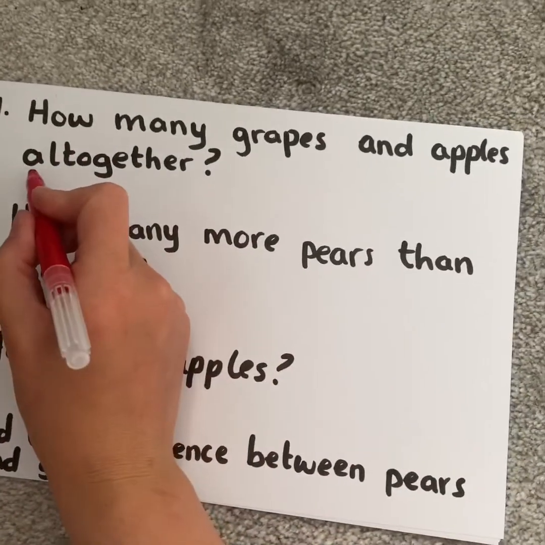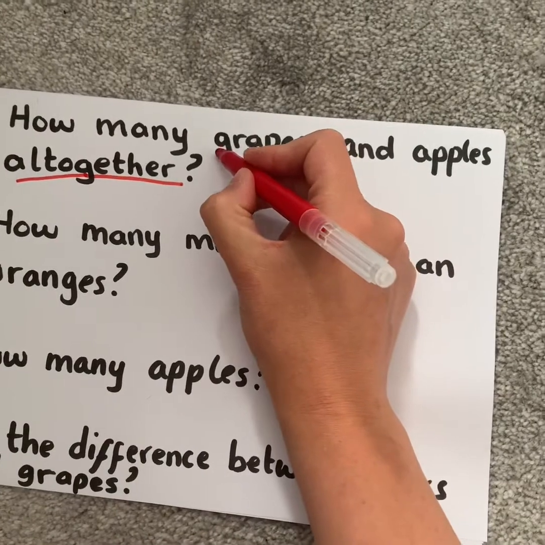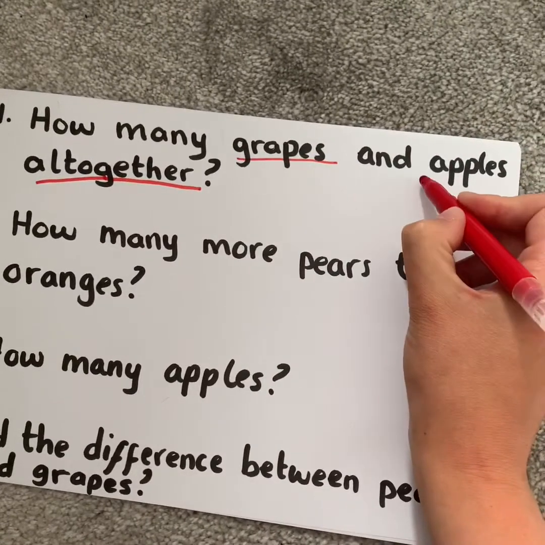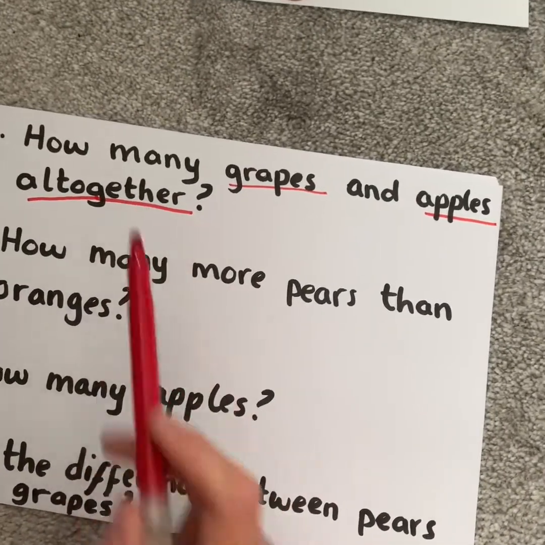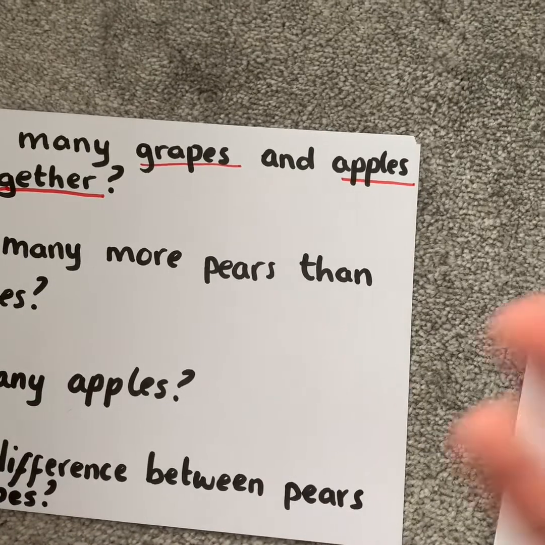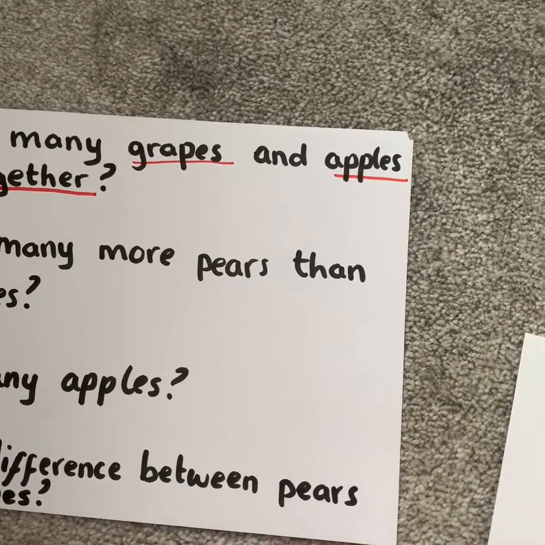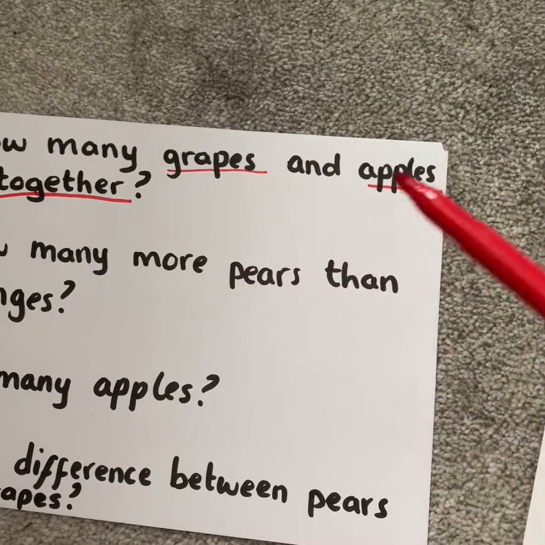So I'm going to underline all together because that's quite a key word. And then I'm going to underline grapes so I know I'm looking at them, and apples so I know I'm looking at them. Okay, all together means that we are adding to see how many there are of them all together. So we need to look at both grapes and apples and put those numbers together.